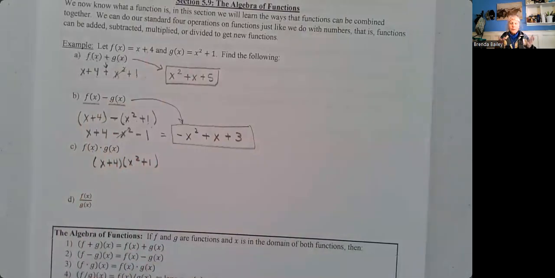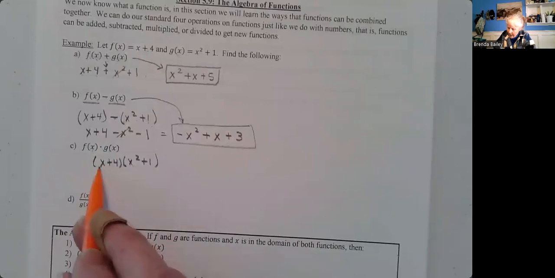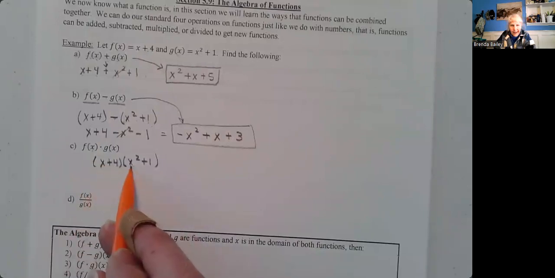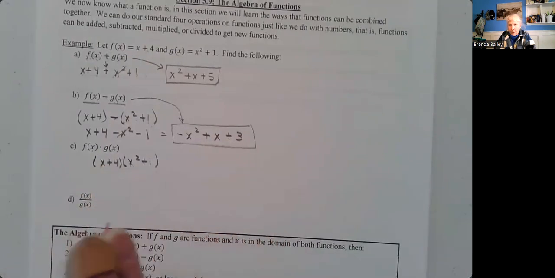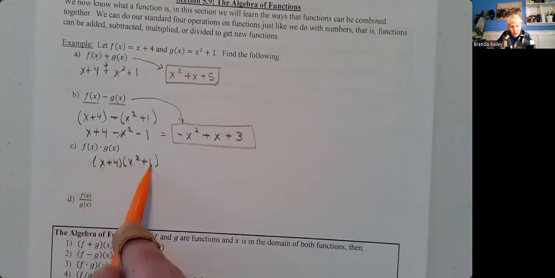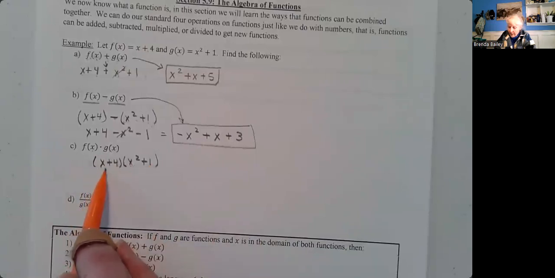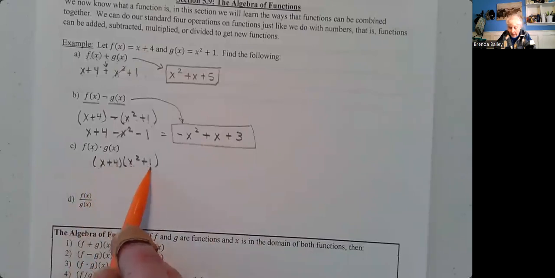Okay, so you have a couple of methods. You can use the FOIL method, the first times the first, outside, inside. And this one is a little bit different than what you might be used to using the FOIL method. And we'll look at that here in a second. And then the last times the last. Or you can take x times both of those plus 4 times both of those and combine your like terms.